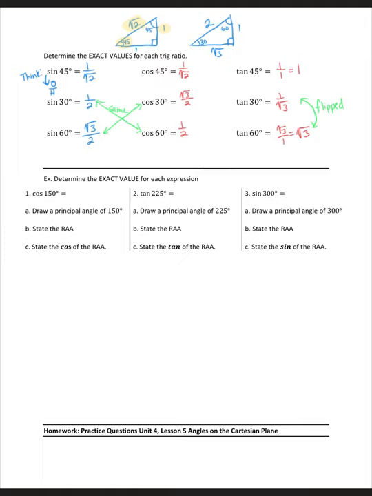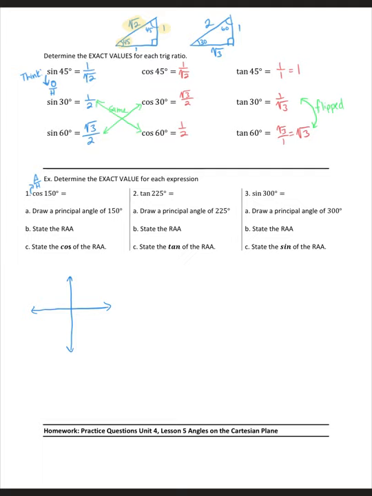So again, for the cosine of 150, we should be thinking A over H, right? I know that my cosine ratio is adjacent over hypotenuse. So let's first draw the principal angle of 150. Where is that going to fall?